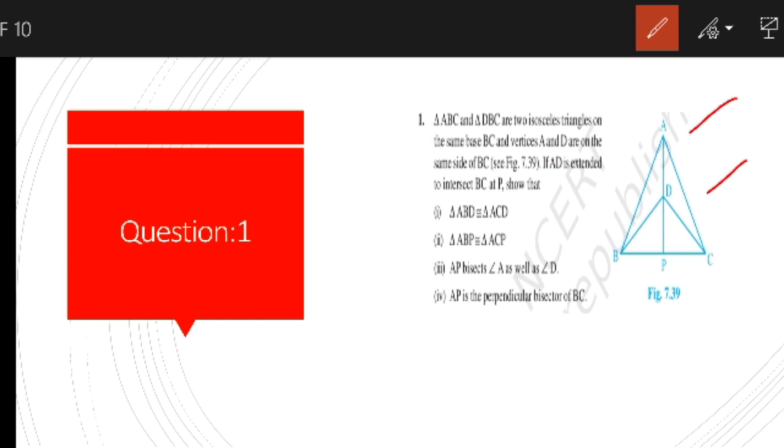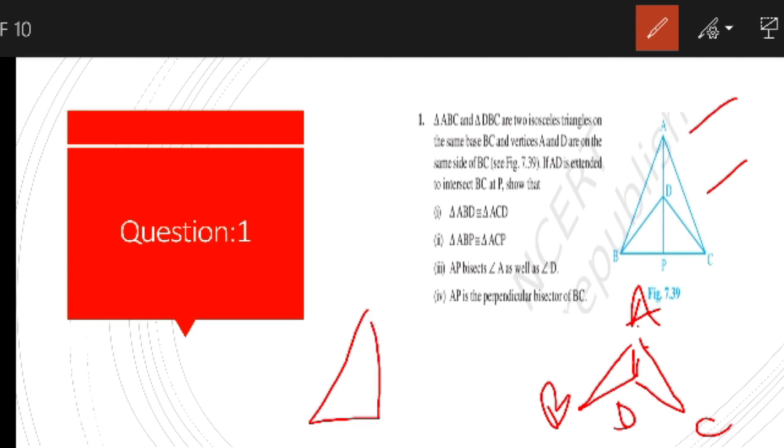ABD is the left hand side triangle, the top one, and the triangle ACD, that means the triangle that is formed in this manner, ABD and ACD, this we have to show congruent. Next is triangle ABP, that is the full triangle to the base, ABP and ACP are congruent.